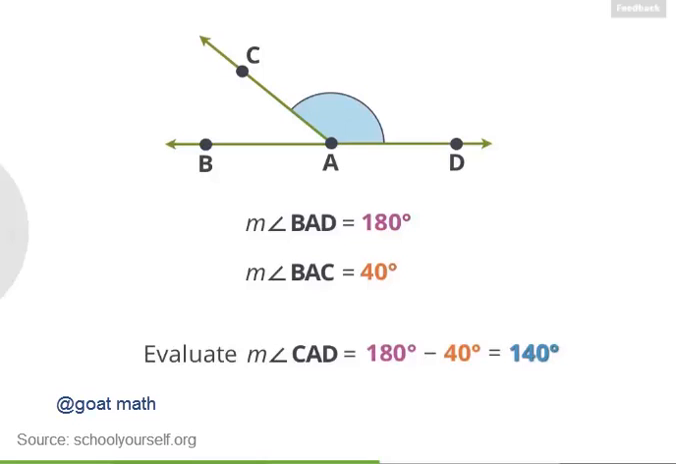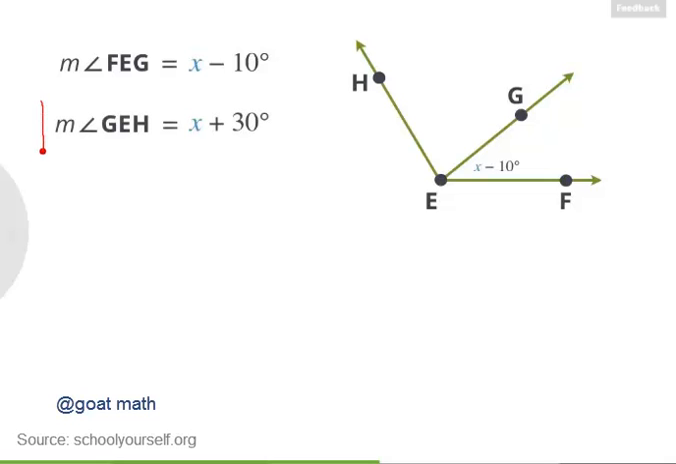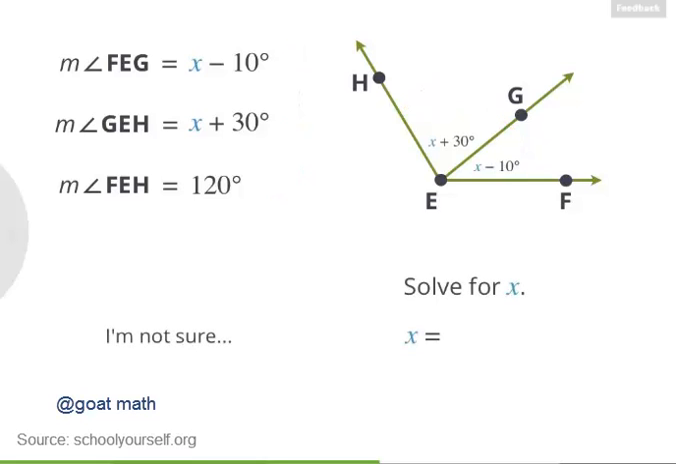So by adding and subtracting the measures of angles that are next to each other, you can often find the measures of other angles. So for your final challenge, take a look at these angles over here. Suppose the measure of angle FEG is x minus 10 degrees, so that's this angle over here. X is some number and you don't yet know its value. And suppose the measure of angle GEH is x plus 30 degrees, so that's this angle. And now suppose that angle FEH is 120 degrees, so that's this entire angle here. Try using this information to solve for the variable x.